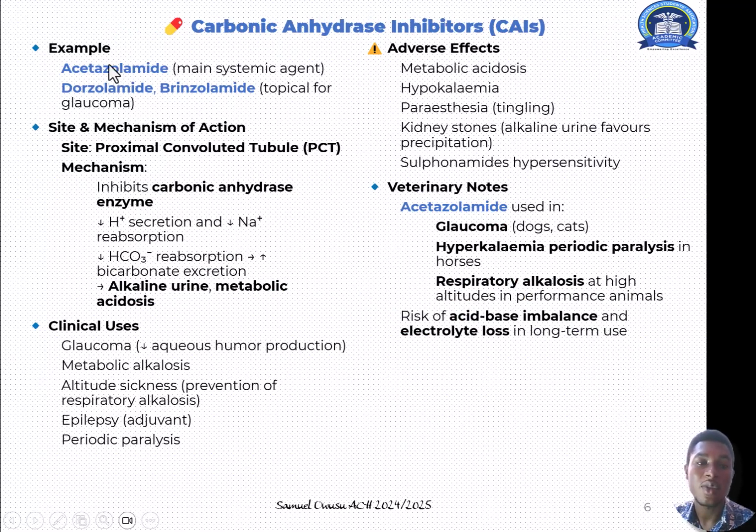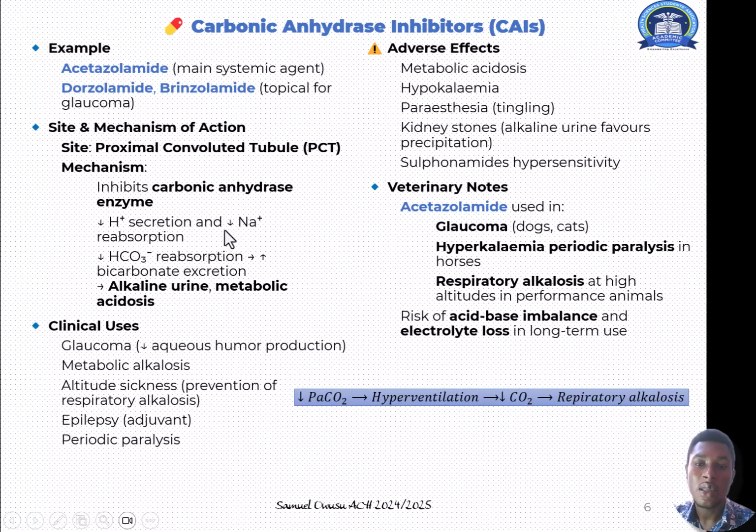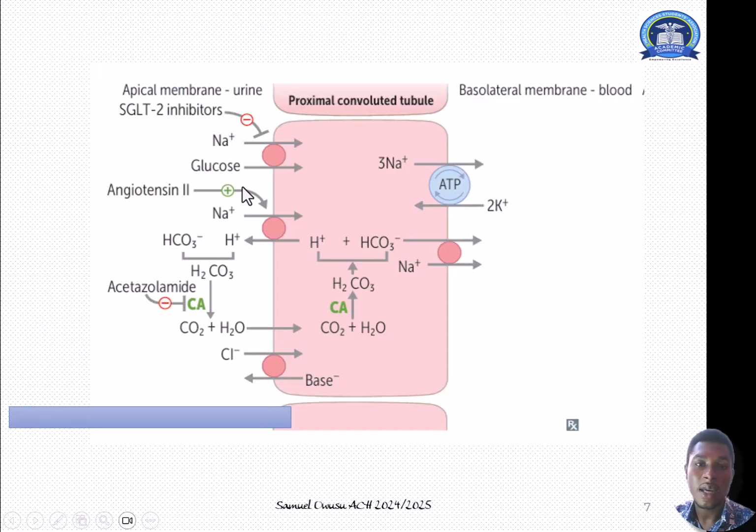The main examples we have are acetazolamide, which is the main systemic agent that is mostly used. There is what we call dorzolamide and brinzolamide. They are topically used for the management of glaucoma. So the mechanism of action is that they tend to act on the proximal convoluted tubule, and they inhibit an enzyme called carbonic anhydrase. This is what I mean by inhibiting an enzyme called carbonic anhydrase.